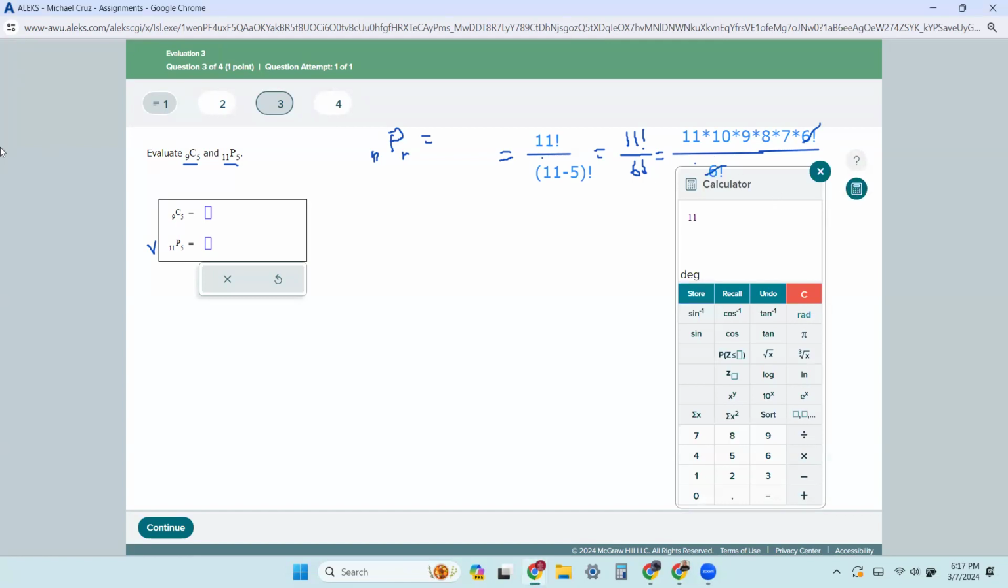So up at the top, so these are ones now. So up at the top, all we got left is 11 times 10. So then that says 55,400.